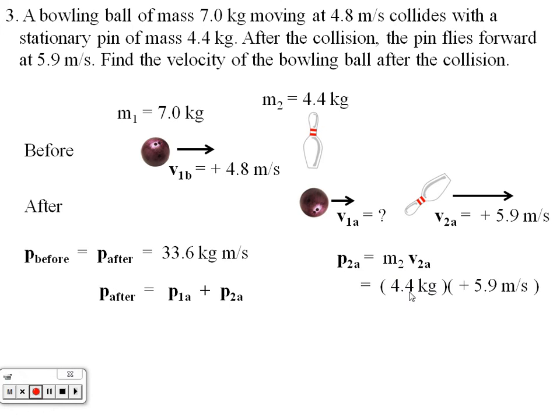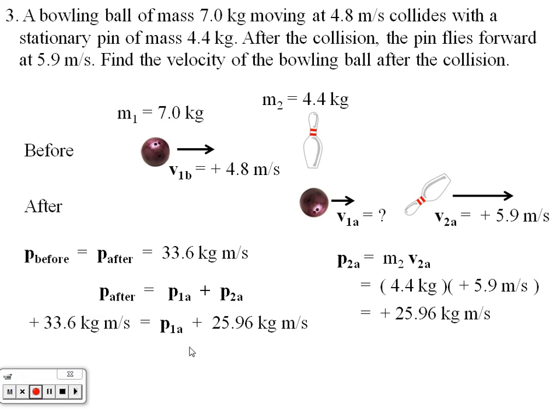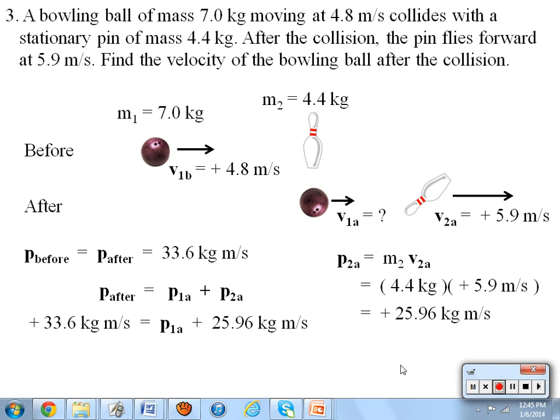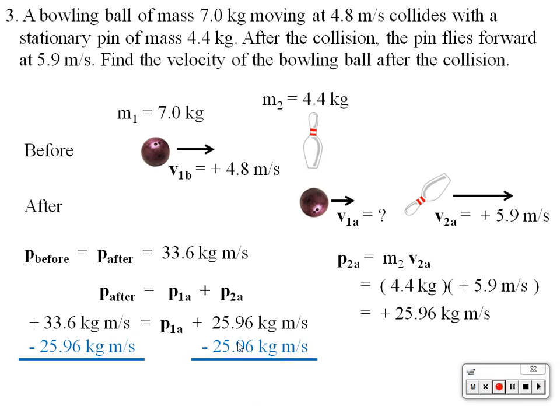Go ahead and plug in the mass times the velocity, and my calculator said this, positive 25.96. Okay. Well, now I'm going to plug these numbers in. I know what that p after is, and I know what the momentum of the pin is, so I can find the momentum of the ball. All right. Let me get this out of the way. And by subtraction, I get the momentum of the ball is this value.